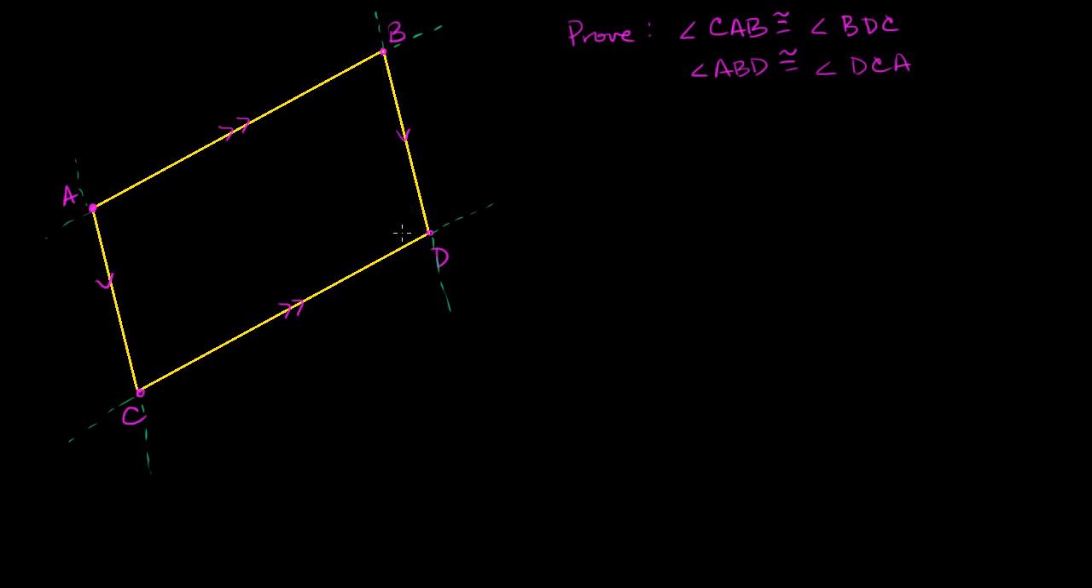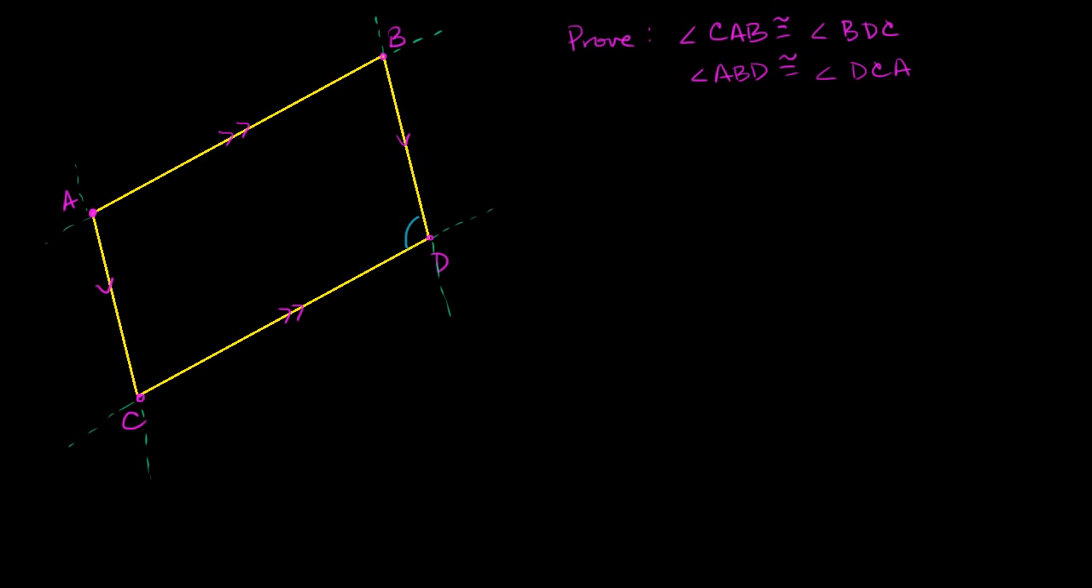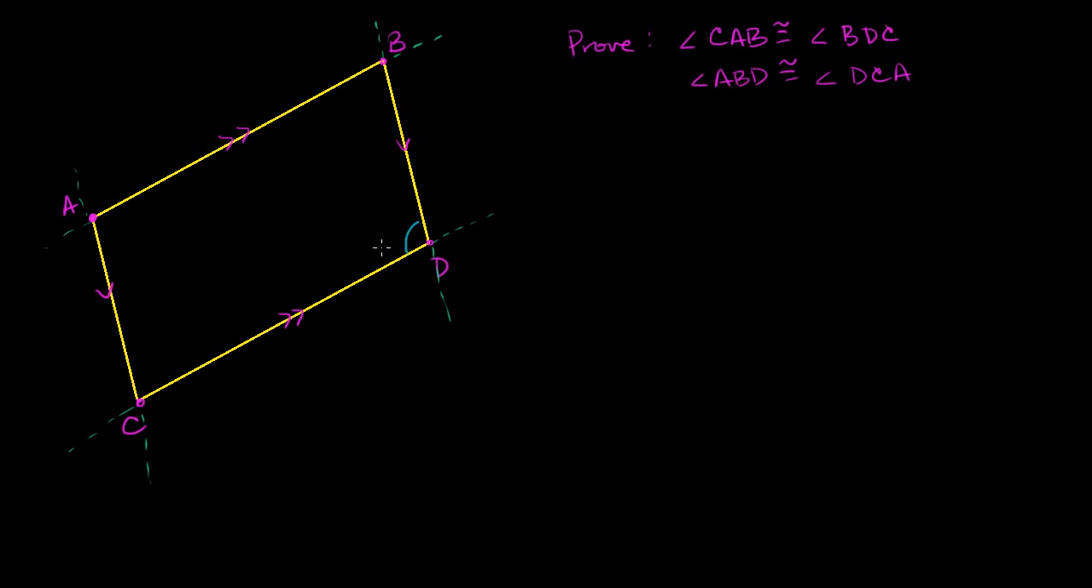So let me do it in a new color since I've already used that yellow. Let's start right here with angle BDC. Angle BDC right over here is an alternate interior angle with this angle right over there. And actually, we could extend this point over here. I could call that point E if I want.